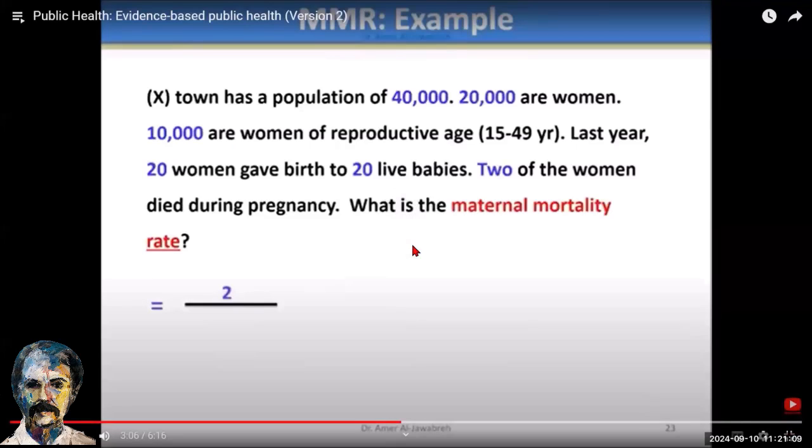That's an example. Look, town X has a population of 40,000, half of which are women. Of these 20,000 women, 10,000 are of childbearing age, fertile, 15 to 49, they can get pregnant. Last year, 20 women gave birth to 20 live babies. So if I'm asking you about the rate, what will be your numerator? Dead women. Your denominator, for rate, also women. So 2 of the women died.